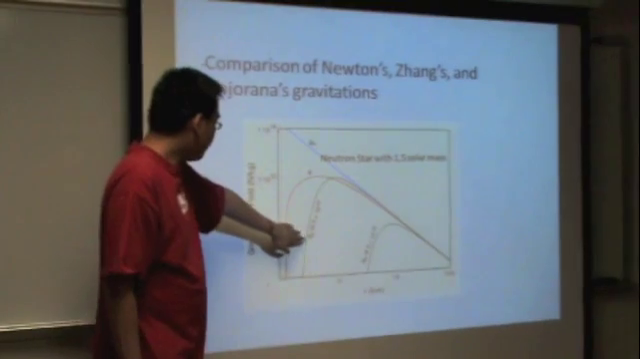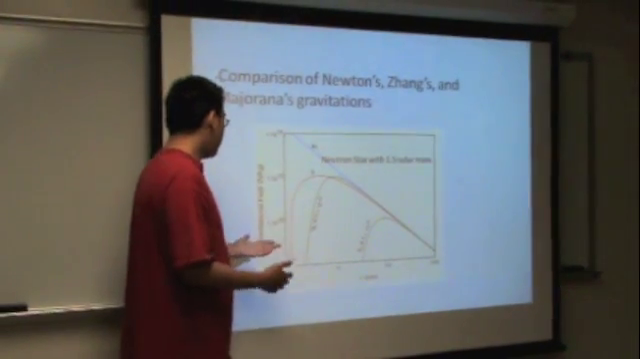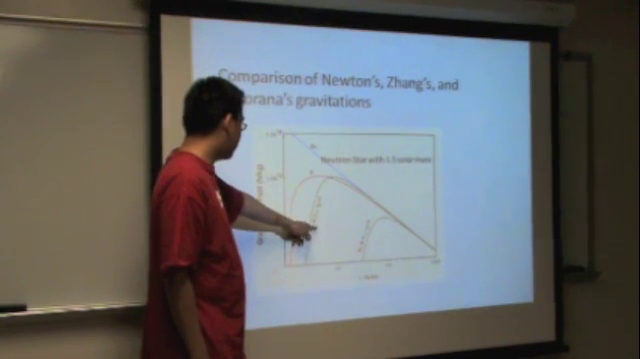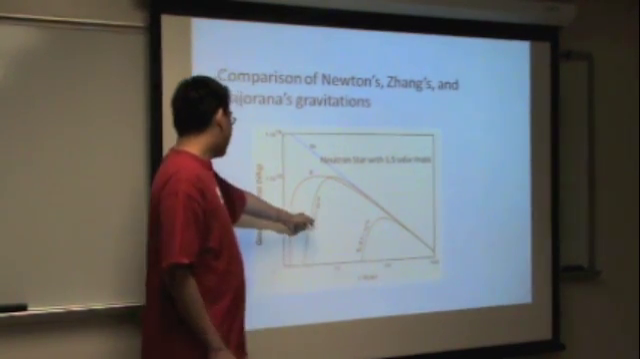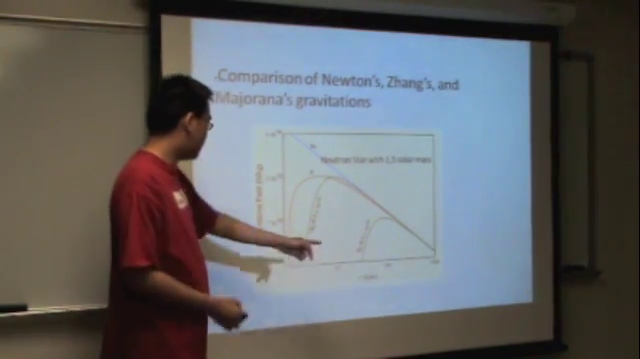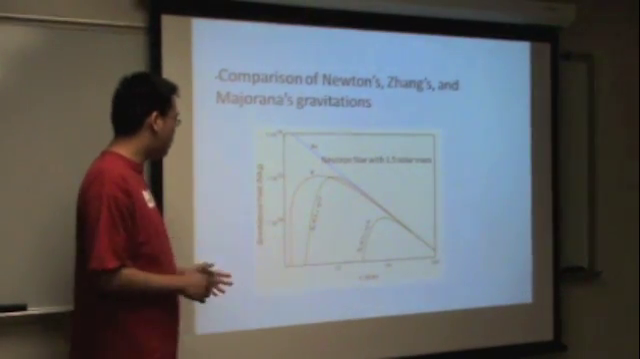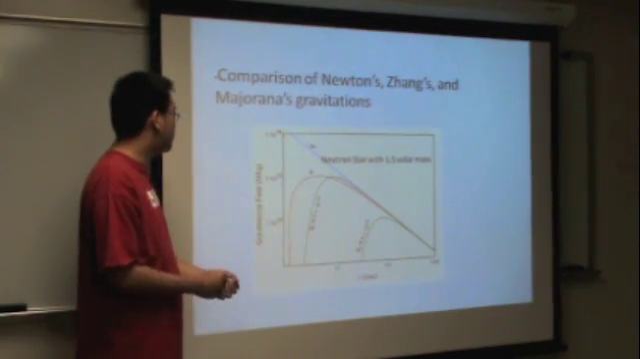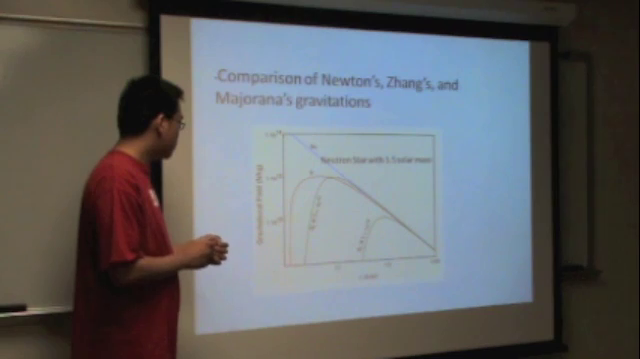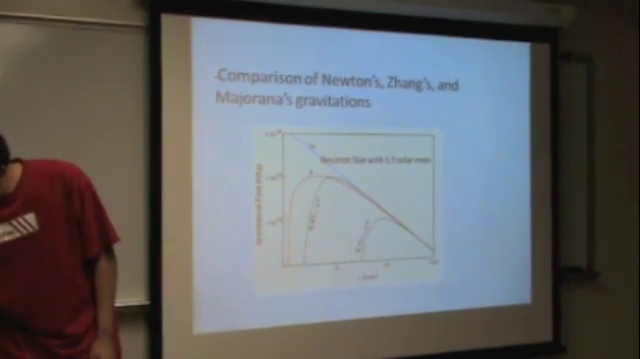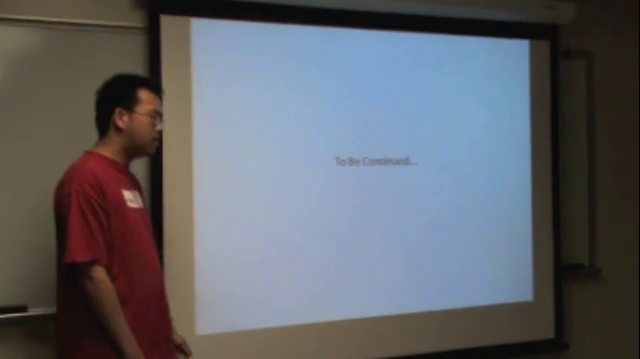And here, we assume that this is Majorana's gravitation, like the data, at h equals 10 to the negative 22 and 10 to the negative 20, just to see how it compares with Dr. Zhang's gravitation. Okay, and yeah, it's to be continued.